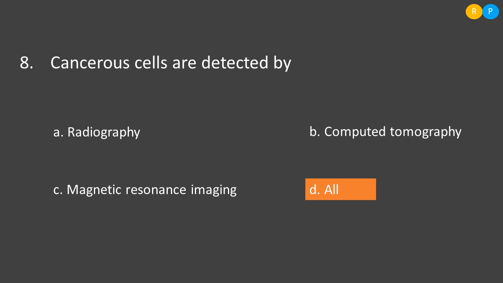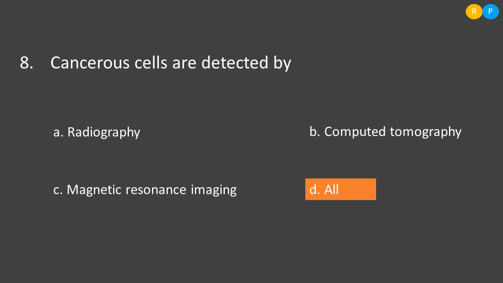This is the eighth question, cancerous cells are detected by. Cancerous cells are detected by a number of ways. Radiations are used to identify the cancerous cell, and sometimes a CT scan will be done to identify the cancerous cell, and an MRI scan will also be done. These are the number of ways commonly used nowadays for the detection of cancerous cells in the body.